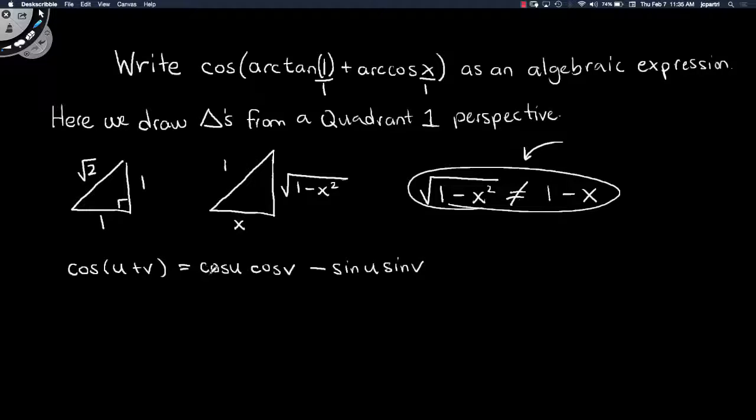Now cosine of u, so this is u and this is v. So cosine of u is what? Nope. This is the sum formula for cosine, and the cosine has a minus in the middle here. Yep. All right, what is the cosine of u?